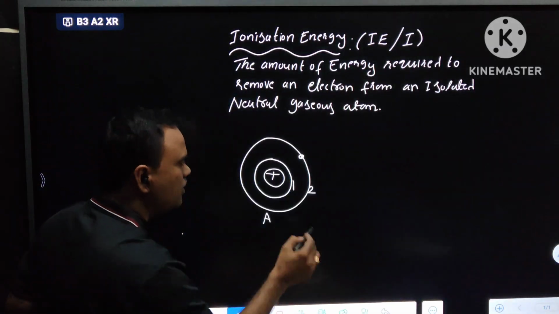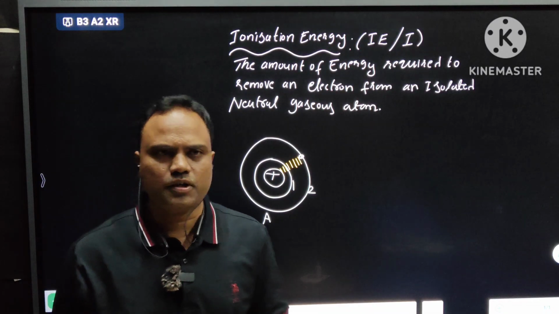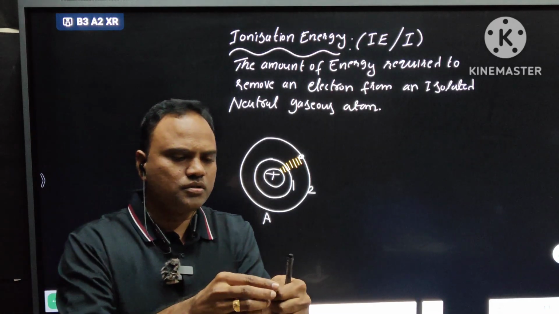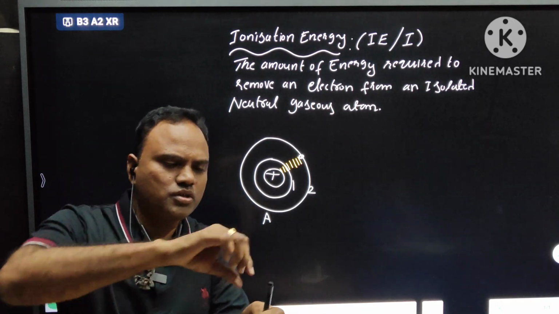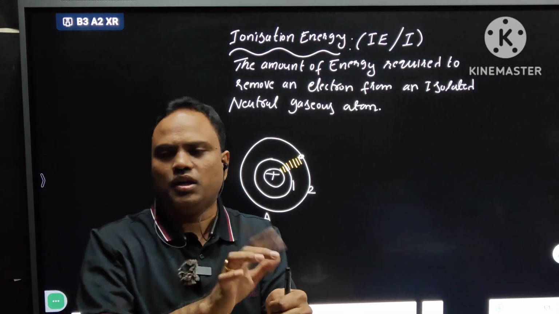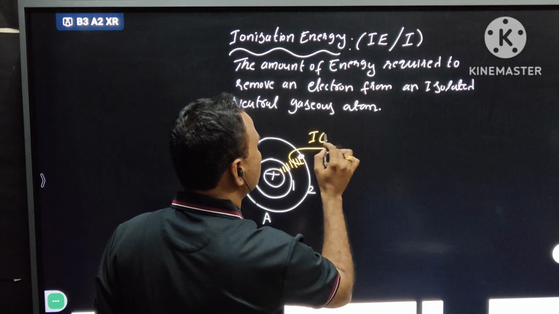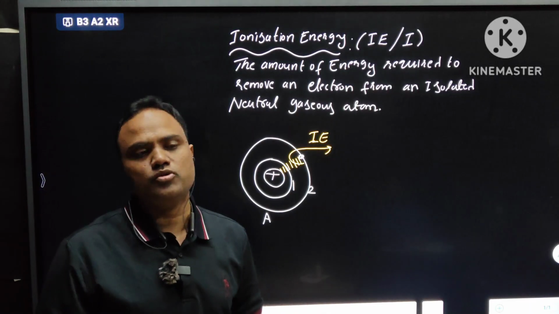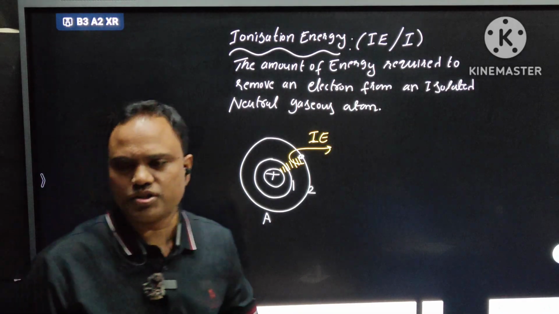Between the electron and the nucleus, attraction forces are present. For example, let us consider this is the nucleus, this pen is the electron. Now the electron is tightly held by the nucleus, so in order to remove this electron, we should apply some energy. That energy is called ionization energy: the amount of energy required to remove the electron from the outermost orbit of an isolated neutral gaseous atom. The definition is very, very important.